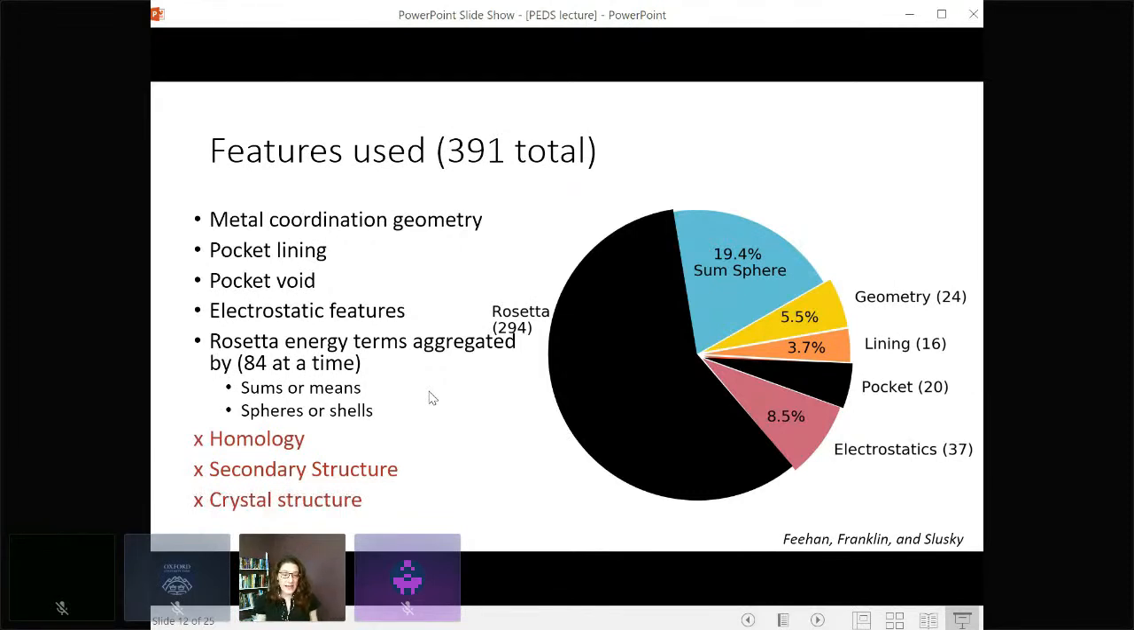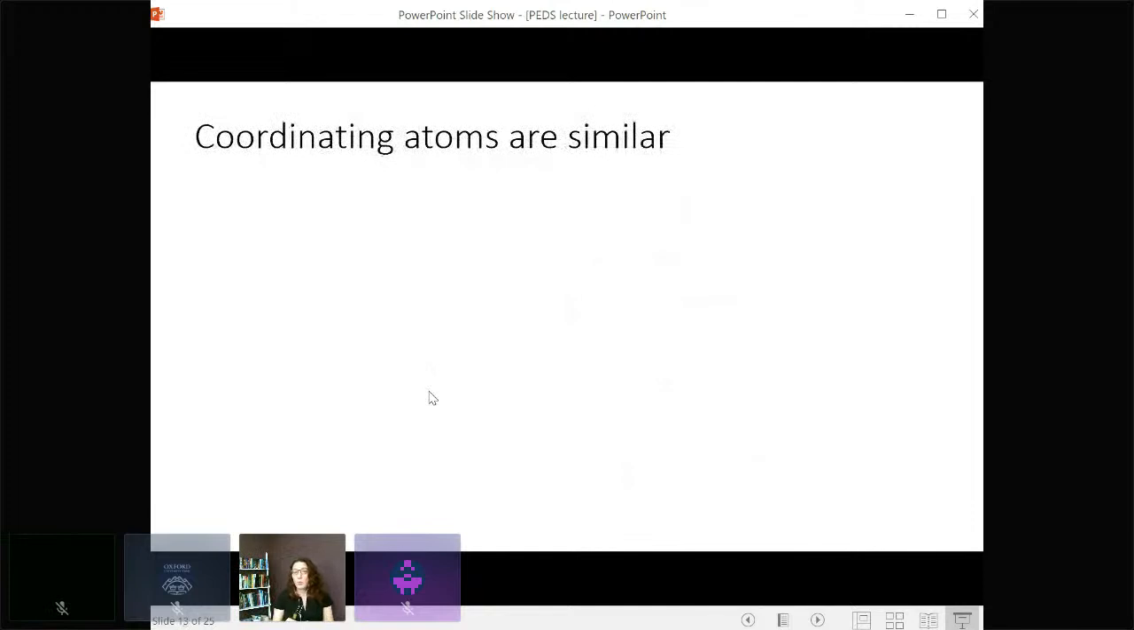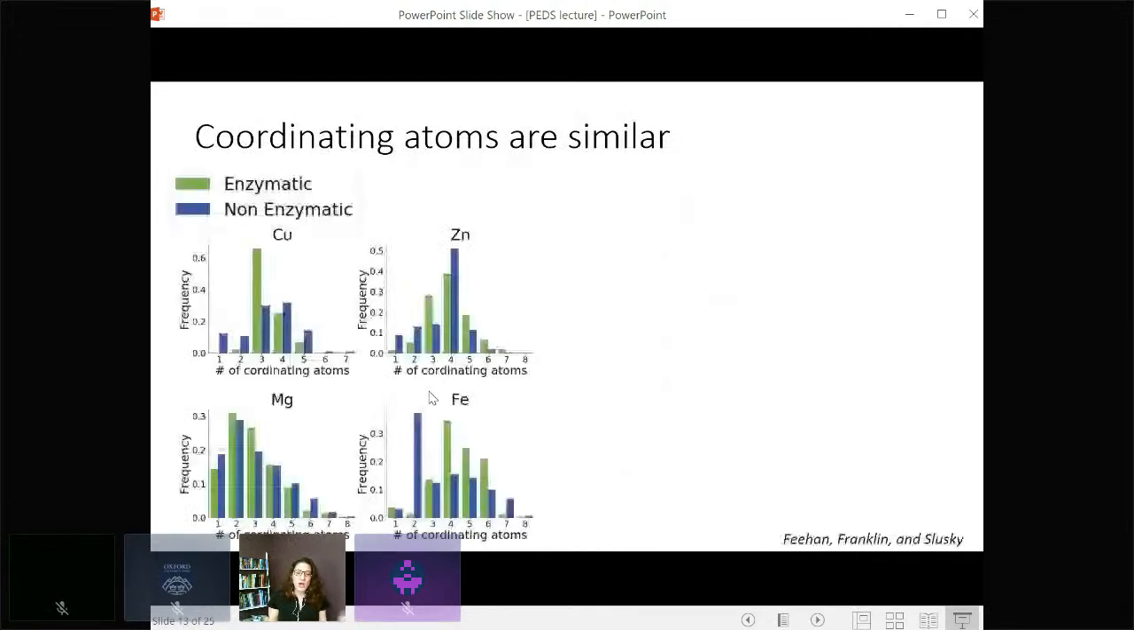Okay, so with respect to these features, oftentimes people say, you know, I would just expect that metal coordination geometry would be all that you need. And in fact, probably by sight, you could tell based on metal coordination geometry. And so the first thing I want to tell you is it's not really true. So if you look at all different metals, right, copper, zinc, magnesium, iron, and you look at enzymatic number of coordinating atoms in green and non-enzymatic in blue, what you see is that some metals have a tendency for more for enzymatic and some for fewer for enzymatic, but also that we don't actually use the identity of the metal as a feature because that's not actually resolved by the crystal structure, and it can be quite contentious.